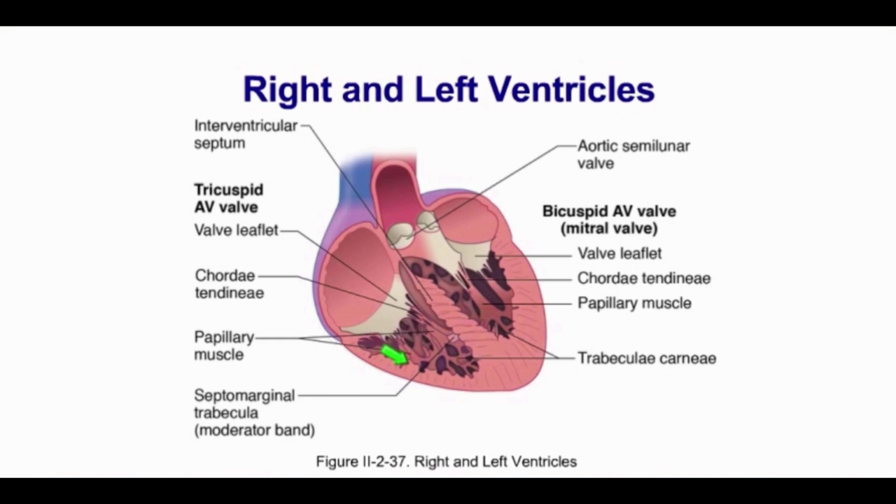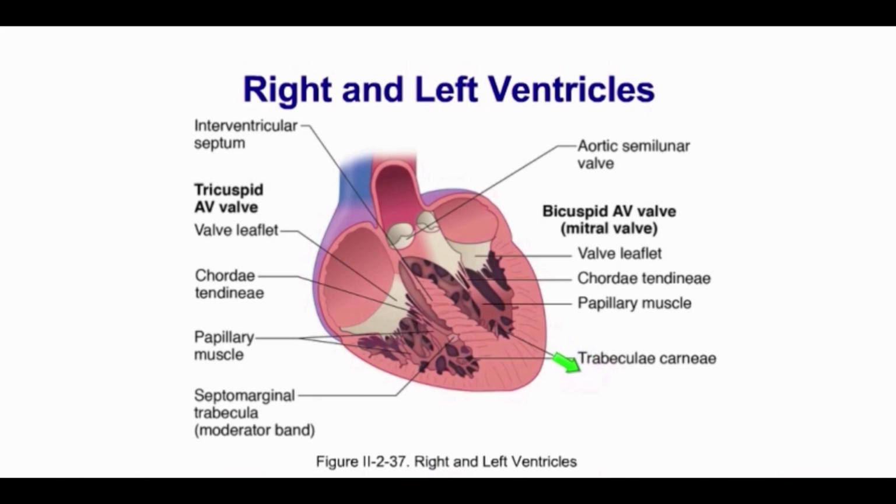The ridges of muscle in the ventricle that make the rough wall rough are called trabeculae carneae. That's fundamentally the same thing as what we call pectinate muscles in the atrium. They're just given a different name in the ventricle. In the ventricle, they're called trabeculae carneae.